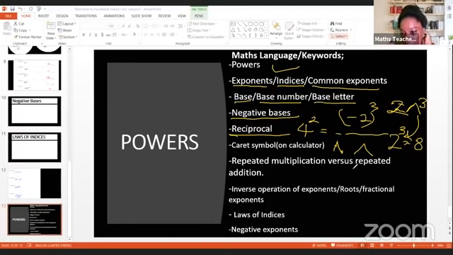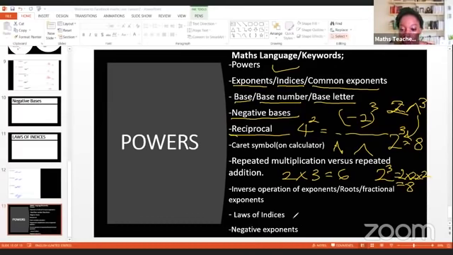Now, repeated multiplication versus repeated addition. If you do 2 times 3, you know it's 6, isn't it? That is repeated addition because you do 3 lots of 2 or 2 lots of 3. But when it comes to something like 2 cubed, please, it's repeated multiplication, which is 2 times 2 times 2. That is repeated multiplication, which is 8. While this one is repeated addition, when you do 2 lots of 3 or 3 lots of 2, it will give you the same answer as 6. But this is different. You have to do repeated multiplication for your powers.